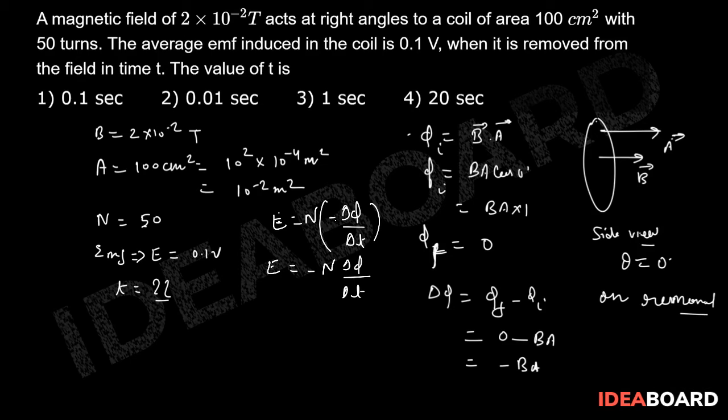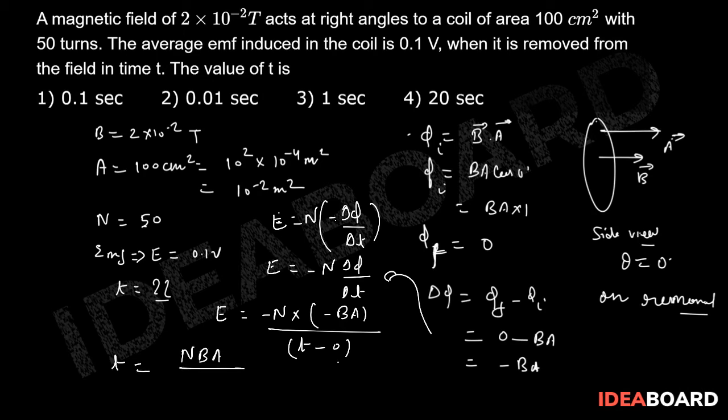Perfect. Now we need this value of t. So now put the values. So E will be equal to minus n, and delta phi is minus BA. We just calculated this value. And delta t: let's say initial time was 0, final time was t, so this will be t minus 0. We need the value of t, which will be equal to nBA divided by E only. So now put the values. We know all the values.